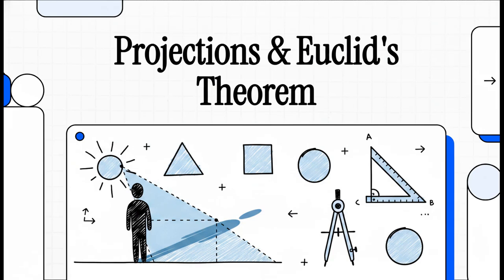Have you ever looked at your own shadow and thought, hey, that's geometry? Yeah, probably not. But it turns out that simple shadow you cast on the ground is the key to some really powerful rules in geometry, rules that have been around for thousands of years. So let's dive in and see what's going on here.